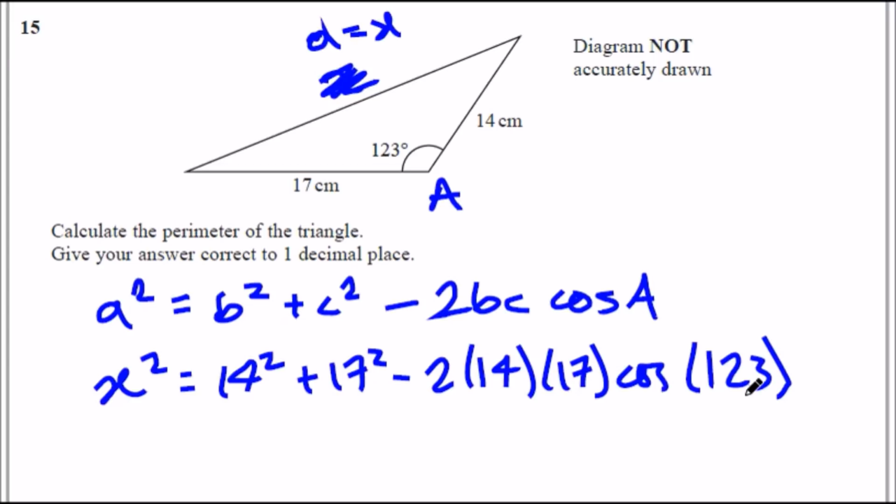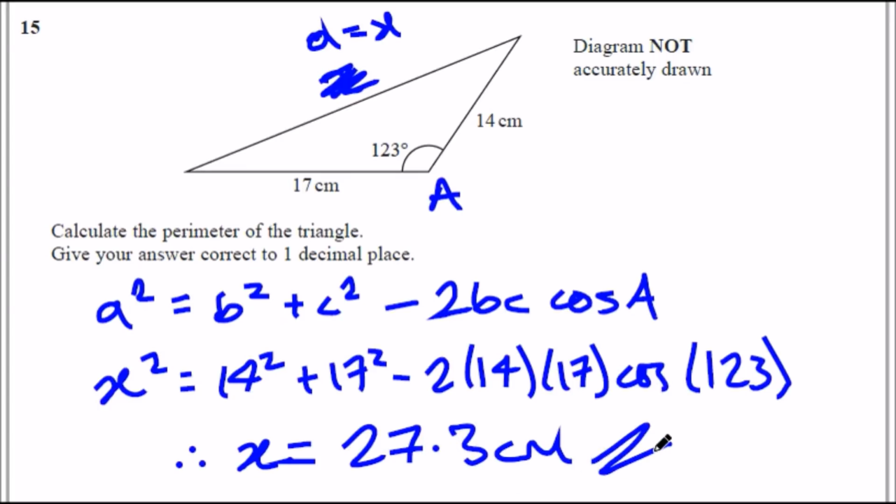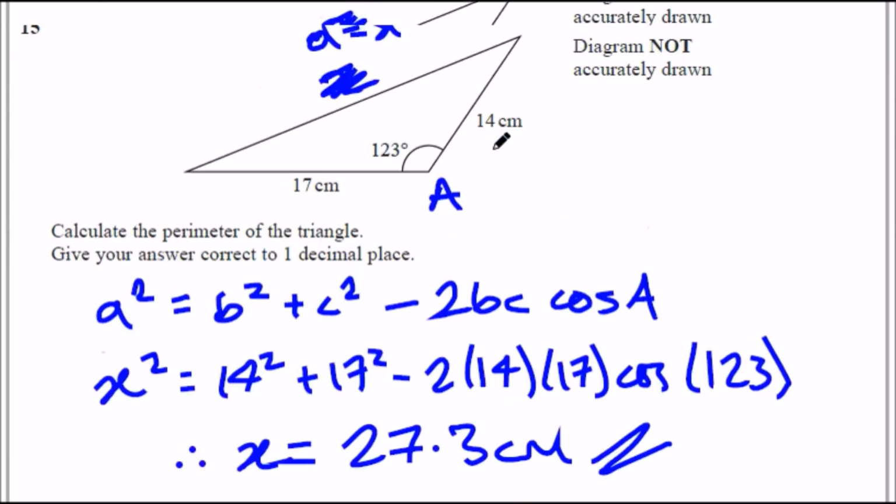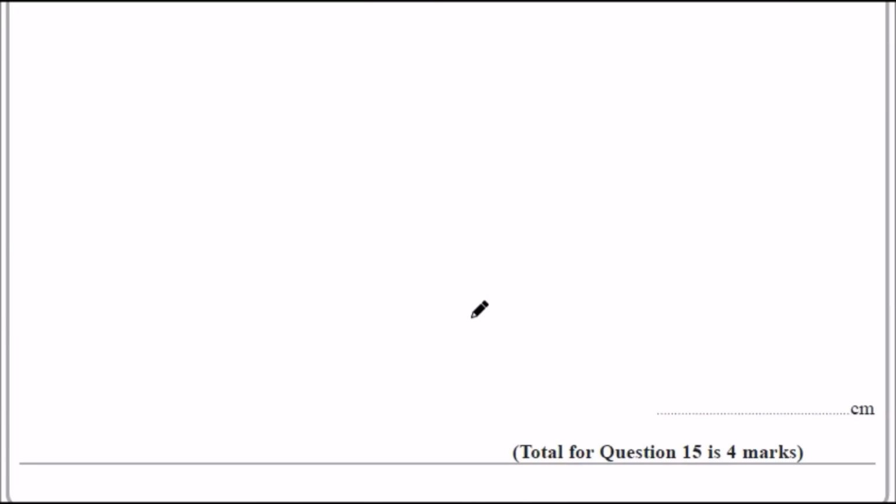Remember to square root the value of the answer. So you get x equals the square root of what you did in the calculator, which is, to 1 decimal place, 27.3 centimeters. Yep, that's it. Easy problem, very easy, standard. And you get so much space to do it, you can just do it in 3 lines.